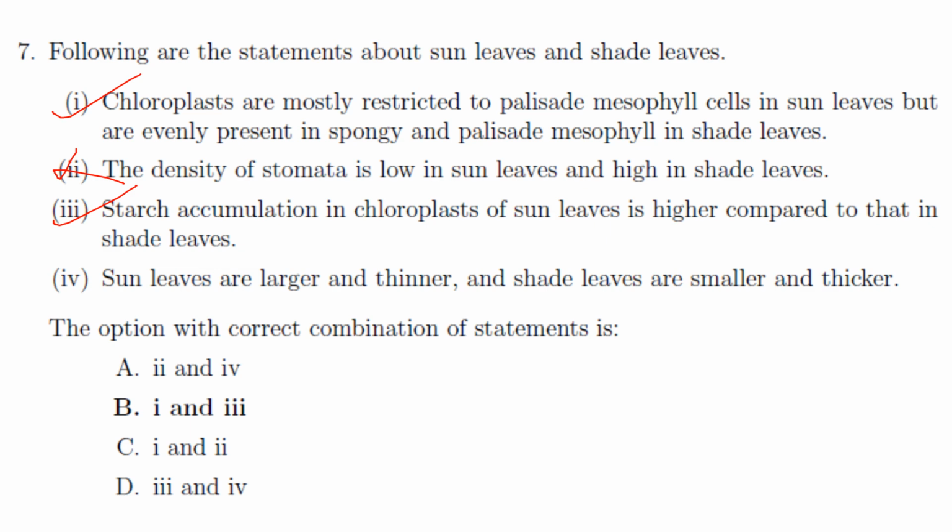So that is correct. Sun leaves are larger and thinner. No, sun leaves are smaller and thicker, while shade leaves are thinner and larger. This is to optimize light capture. So the 4th is not correct. So 1 and 3, that makes B the right answer.